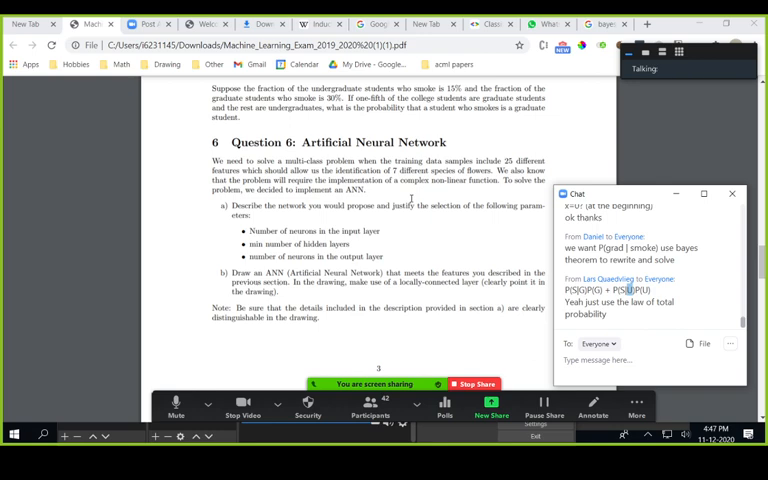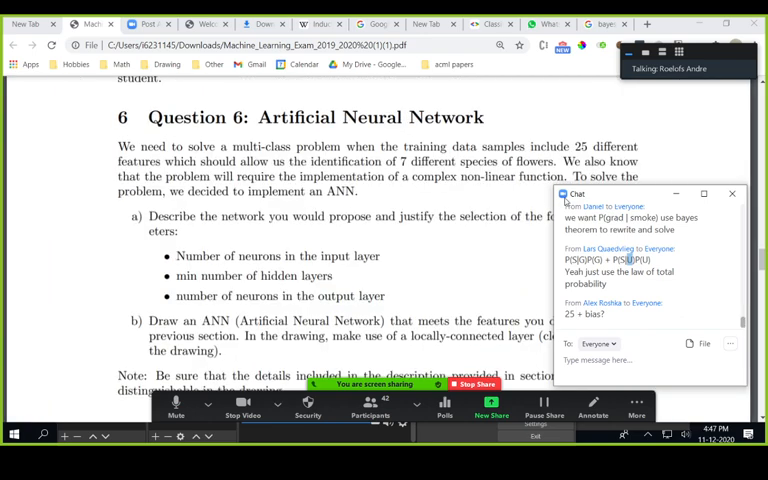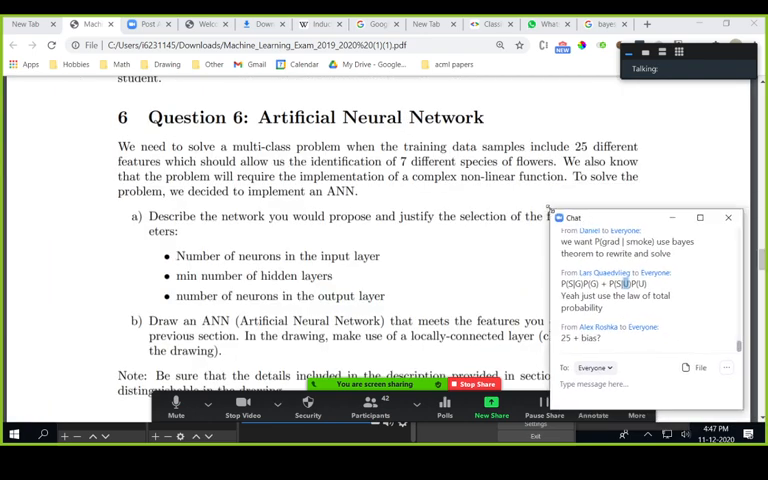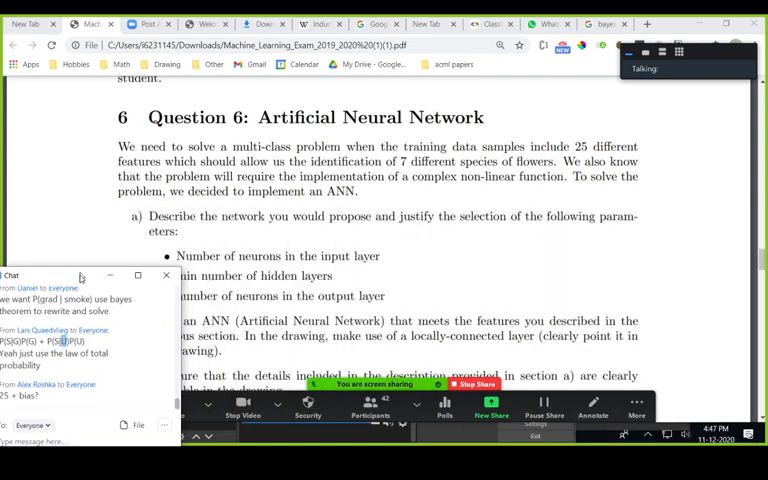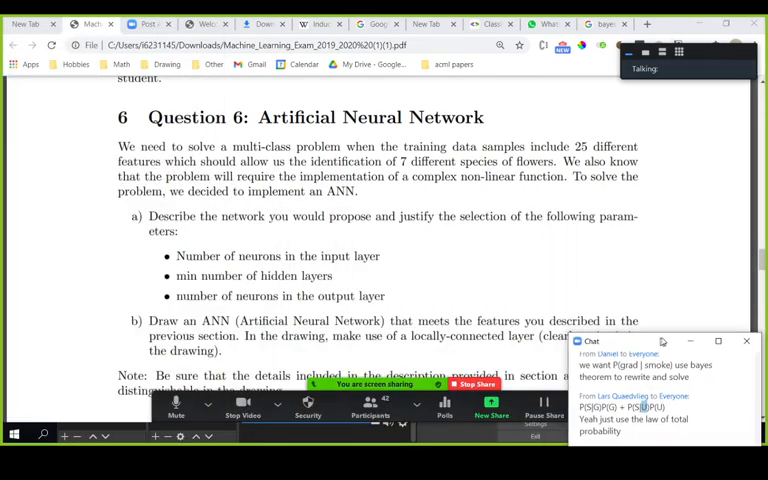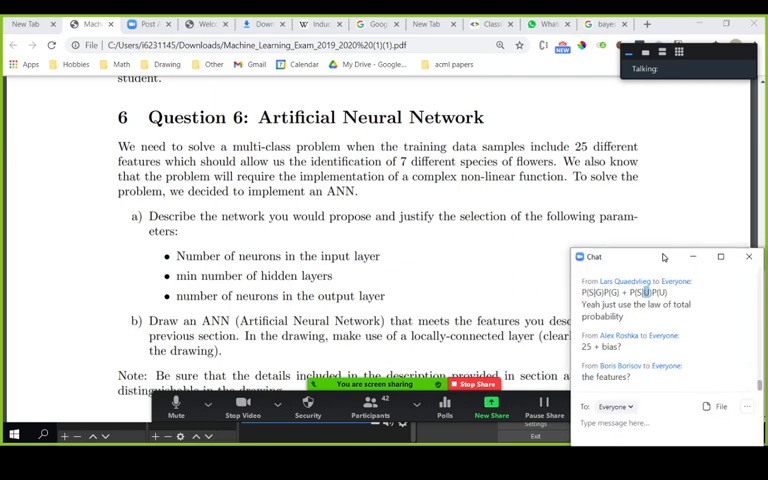Okay. So, shouldn't be too difficult. What's the number of neurons in the input layer? The text, okay, I can make it bigger, no problem. I can't make it smaller. Nope. Okay, this is sad. Okay, I'm just going to remove chat for now.